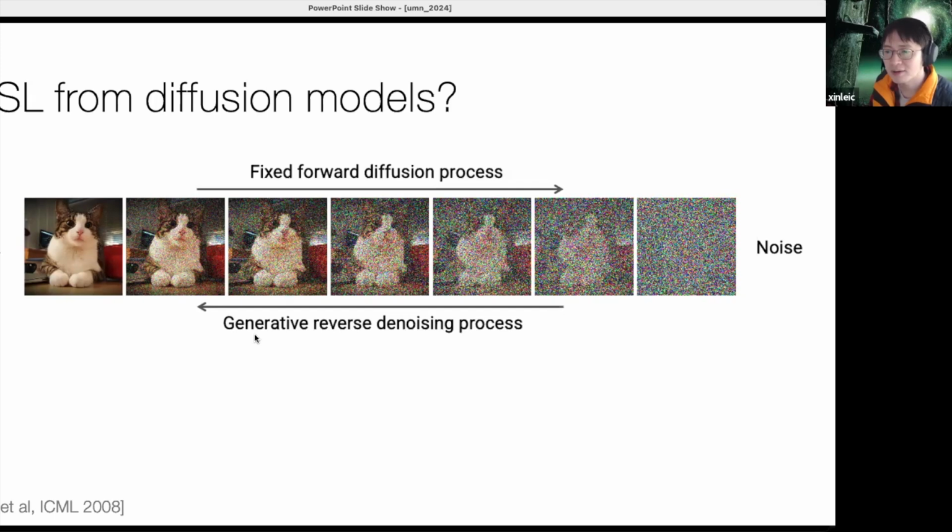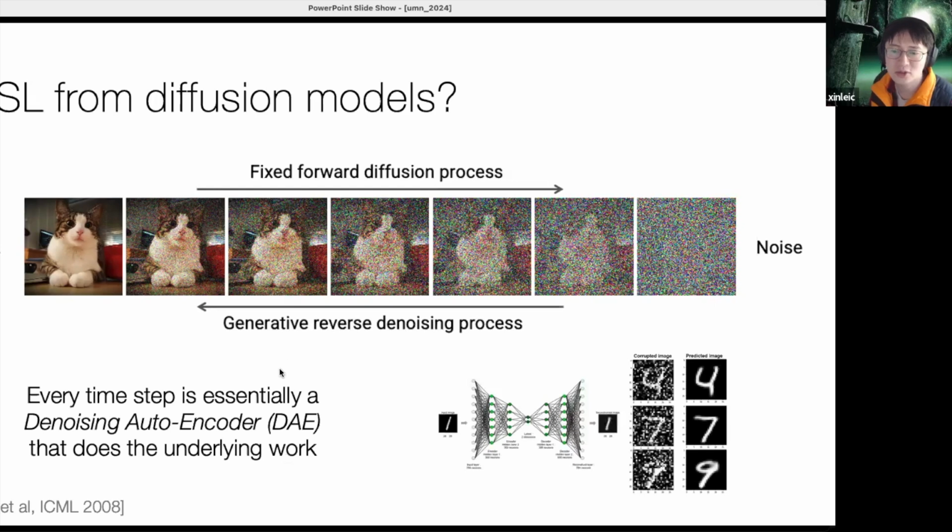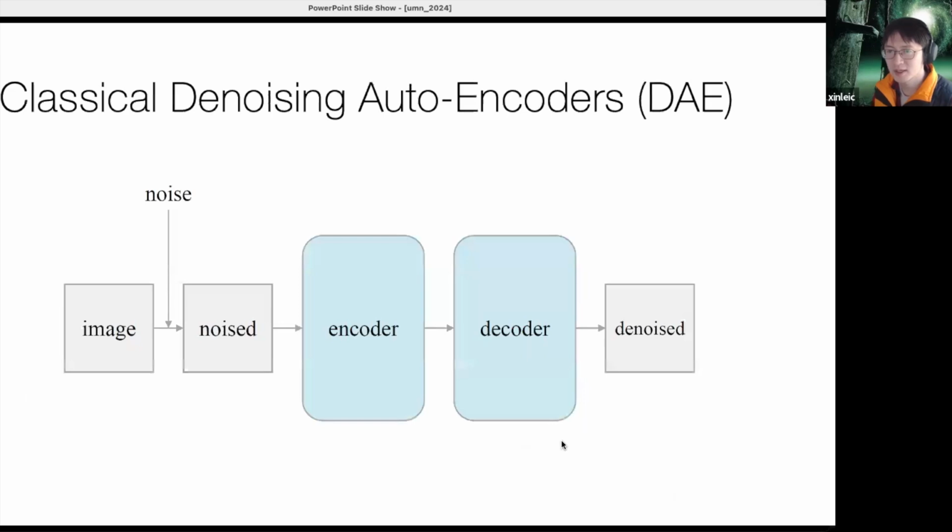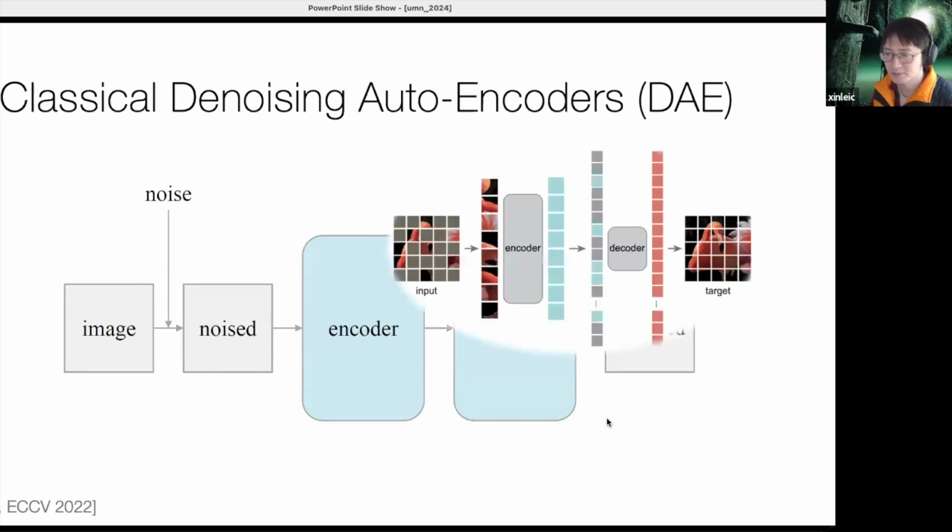And indeed, it is there, because for diffusion models, each step is essentially a denoising autoencoder that does the underlying work. You have a noisy image as input, and then want to predict the clean output, or at least a cleaner output. And this is a classical denoising autoencoder at work. So here is a diagram showing the pipeline: you add noise to the input and the denoised image is the output.